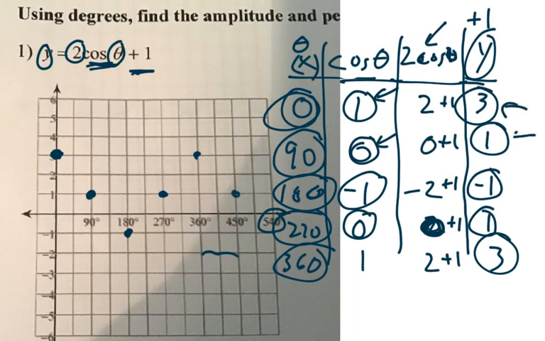This pattern will always just repeat, guys. 3, 1, and then 540 would be negative 1. But guys, here's your wave. It's going to go like this. Like that. There's your wave.